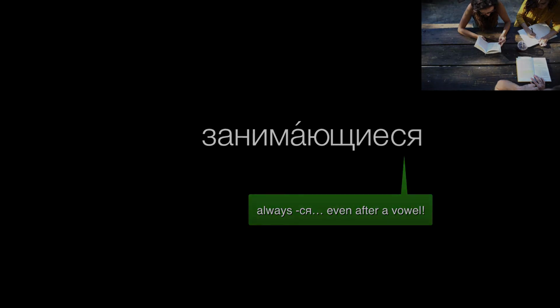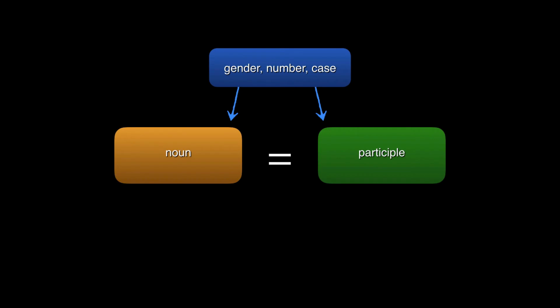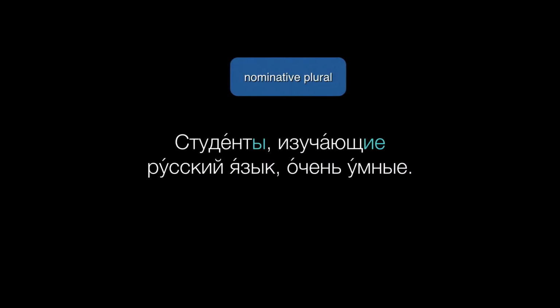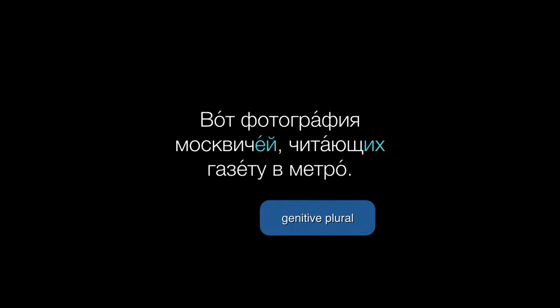Now that we know how to form them, let's go back to our examples and look at usage. Since participles are adjectives, they need to agree in gender and number and case with the noun that they modify. Студенты, изучающие русский язык, очень умные. Студенты is nominative plural, so we'll use the nominative plural form изучающие. Вот фотография москвичей, читающих газету в метро. Here, москвичей is genitive plural, so let's use the genitive plural form in читающих.